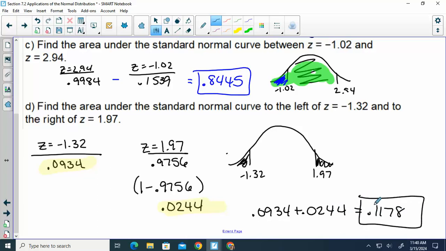All right, so I can ask you to find a lot of different things here. We've done less than, greater than, between two numbers, to the left of one, to the right of one. If you're confused on what you need to do, draw your picture and think about it. Okay, we had to find each of those probabilities, this one's from the table, this one the 1 minus, and add them together. Any questions on that one?